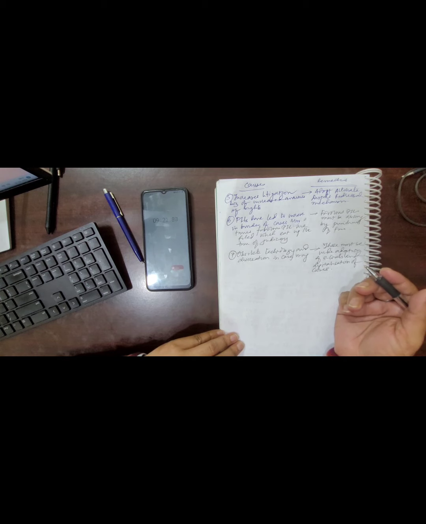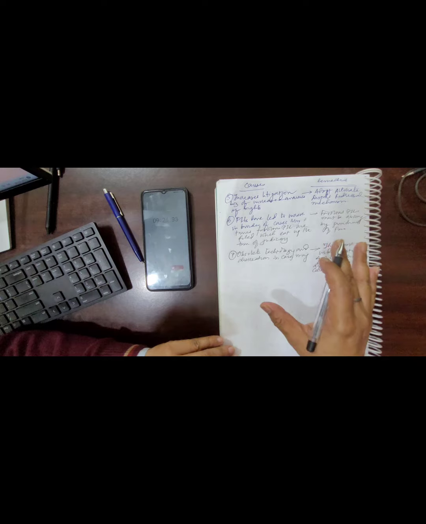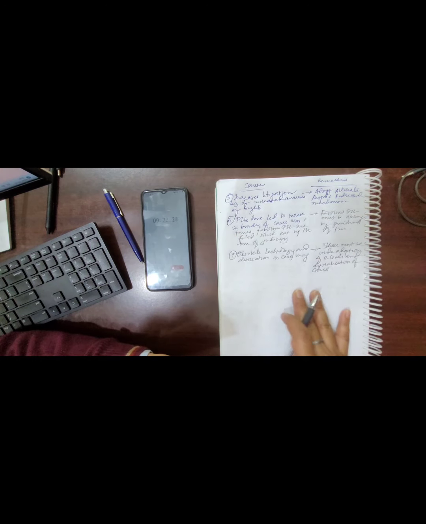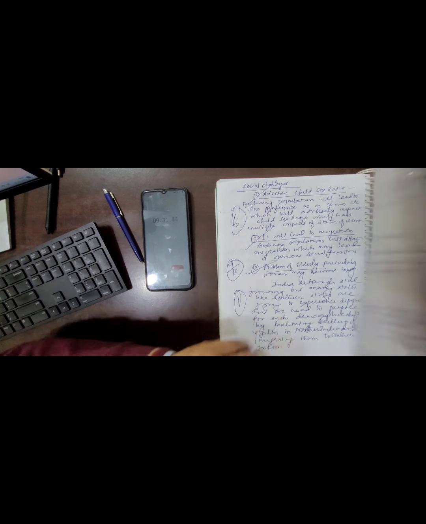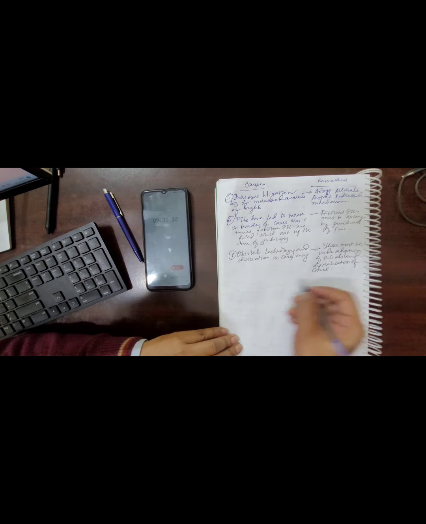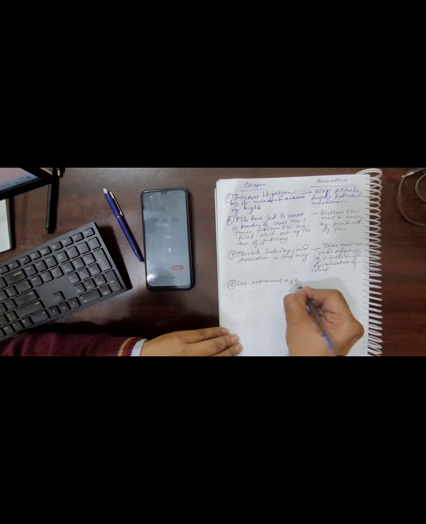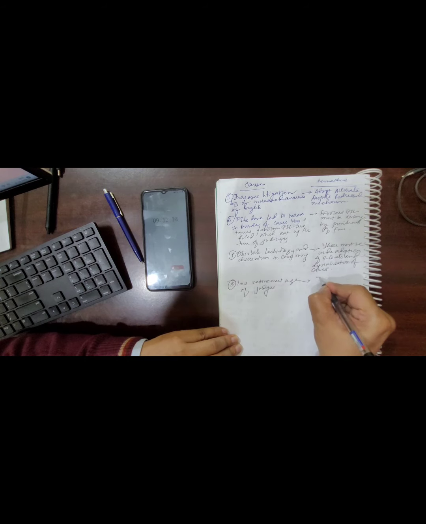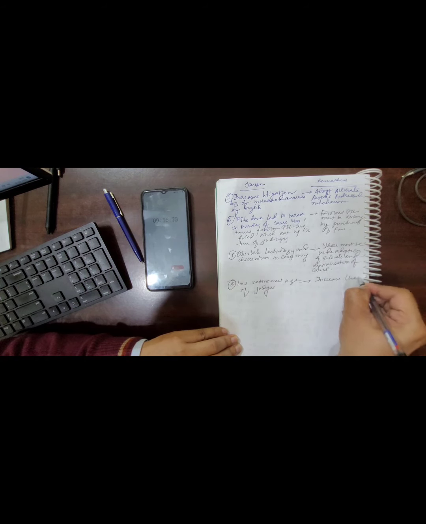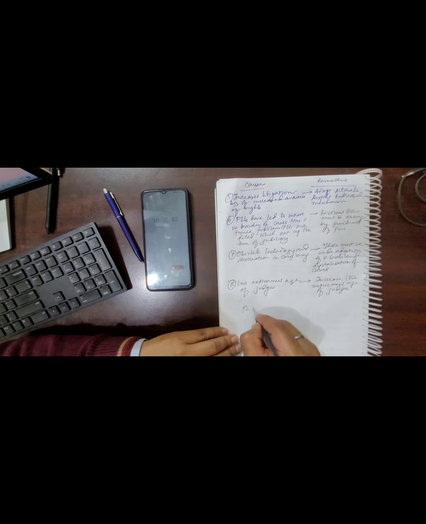And then I think 7 points are more than enough. Okay, we have given 7 points and 7 solutions. You can give 7 points and 7 solutions. Then one more point you can write is, okay, low retirement age of judges. Increase the retirement age of judges.